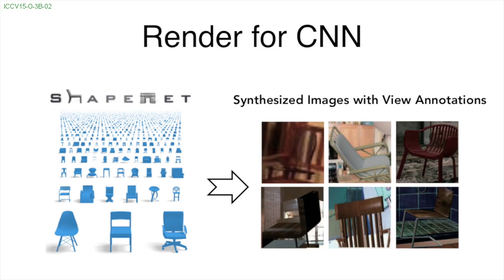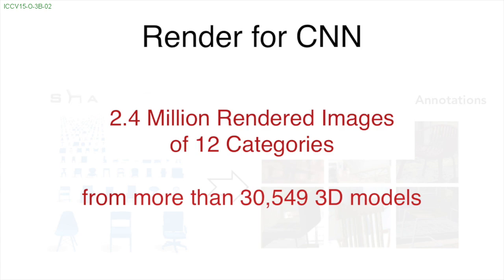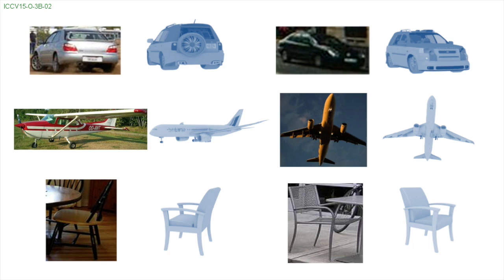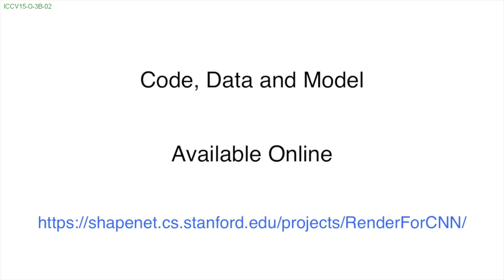Our solution is to leverage large 3D shape datasets to synthesize training data. Since our models are aligned, we get high-quality 3D viewpoint labels for free. Trained on rendered images, our model outperforms state-of-the-art CNNs trained on real images. Here, we visualize our 3D viewpoint estimation results on real test images. Our code, data, and model are available online.